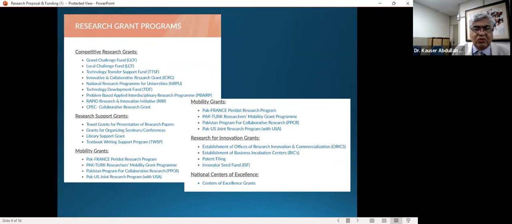program of HEC that you are all aware of is the National Research Program for Universities, which is NRPU, and I'm sure many of the universities participate in it. For example, this year, FCC, or FC College, has been able to get about 11 or 12 grants from NRPU and also from the Local Challenge Fund. These are indications of the level of research and infrastructure in that institution.